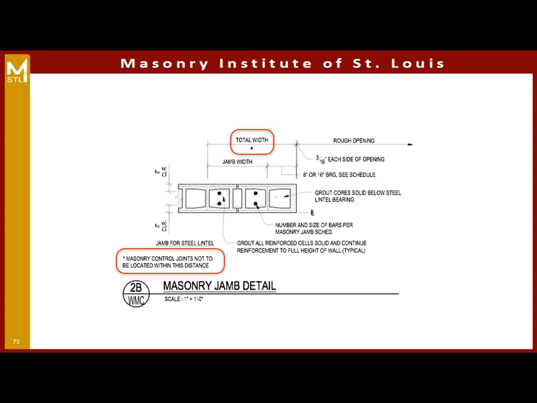For a jamb with a steel lintel, that steel is going to need a bearing length on each end, and that would interrupt any jamb steel there. So we need to make sure that, as you can see here, we have our jamb width and our total width, the total width accounting for the steel lintel bearing, to ensure that we still have jamb steel that can be full height.